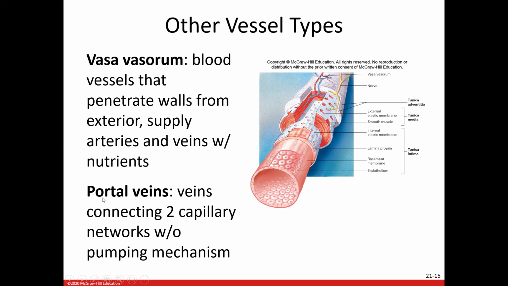And then the second type of blood vessel is called the portal vein. Basically these are just veins that are connecting two different networks without any sort of pump. So there's no heart in this case that's pushing the blood through the vessels. The blood's just being carried through some sort of gradient, usually a pressure gradient.